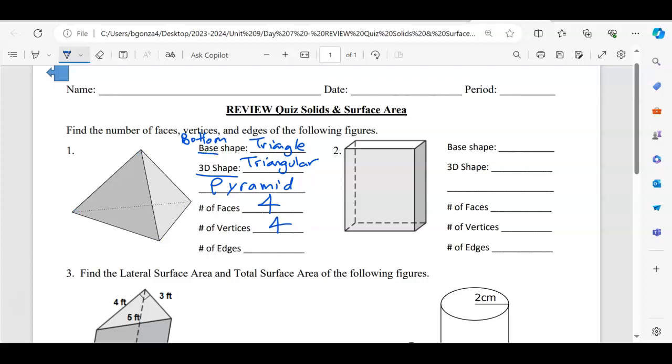Vertices. Pointy points. 1, 2, 3, 4 vertices. All right, and then edges. Now look, the bottom base has 1, 2, 3 edges, and then they're going to the top. You have 1, 2, 3 edges. Total of 6. Cool.